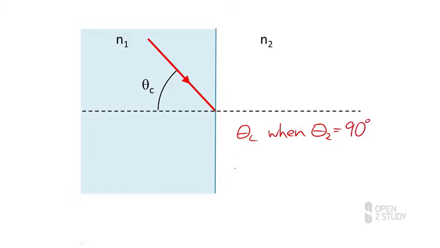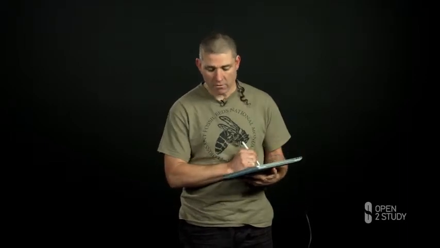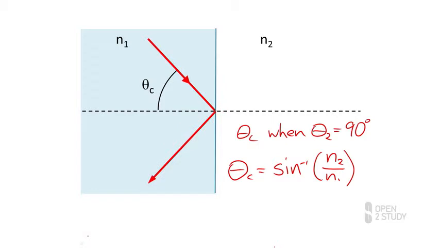And using Snell's law, we can see that that critical angle will therefore be the inverse sine of N2 divided by N1. Now, for values like going from glass into air, that's an angle of around 40 degrees. So any angle that is larger than that for the incident ray in the glass, it can't escape the glass. It gets trapped in, and in fact all you have is the reflected ray.